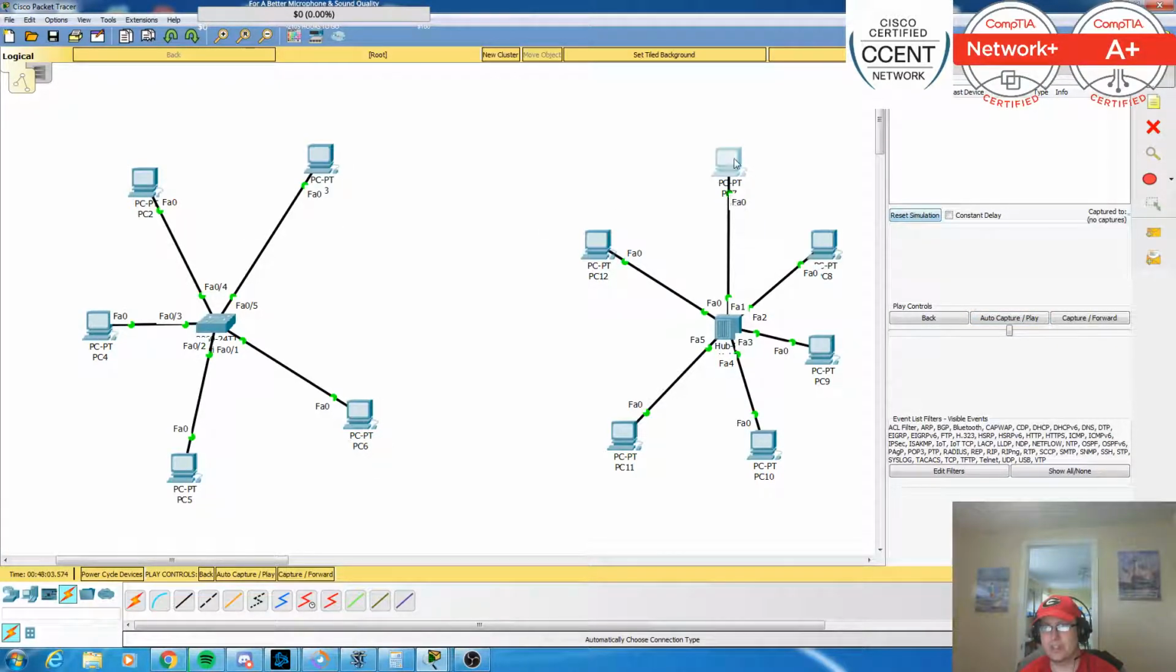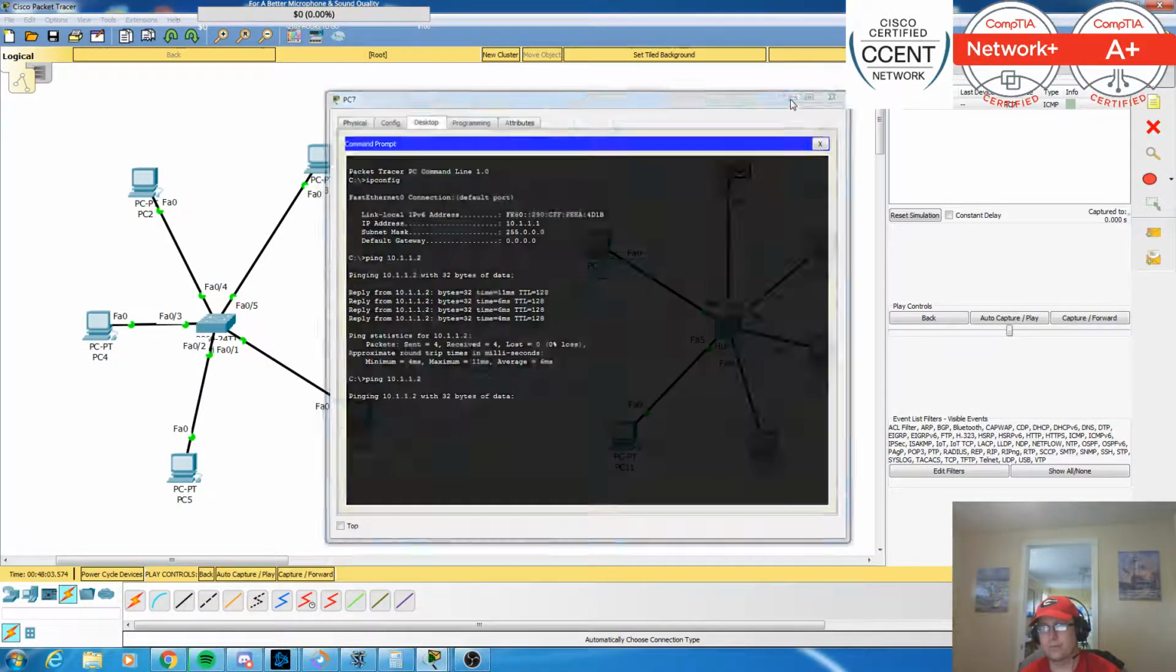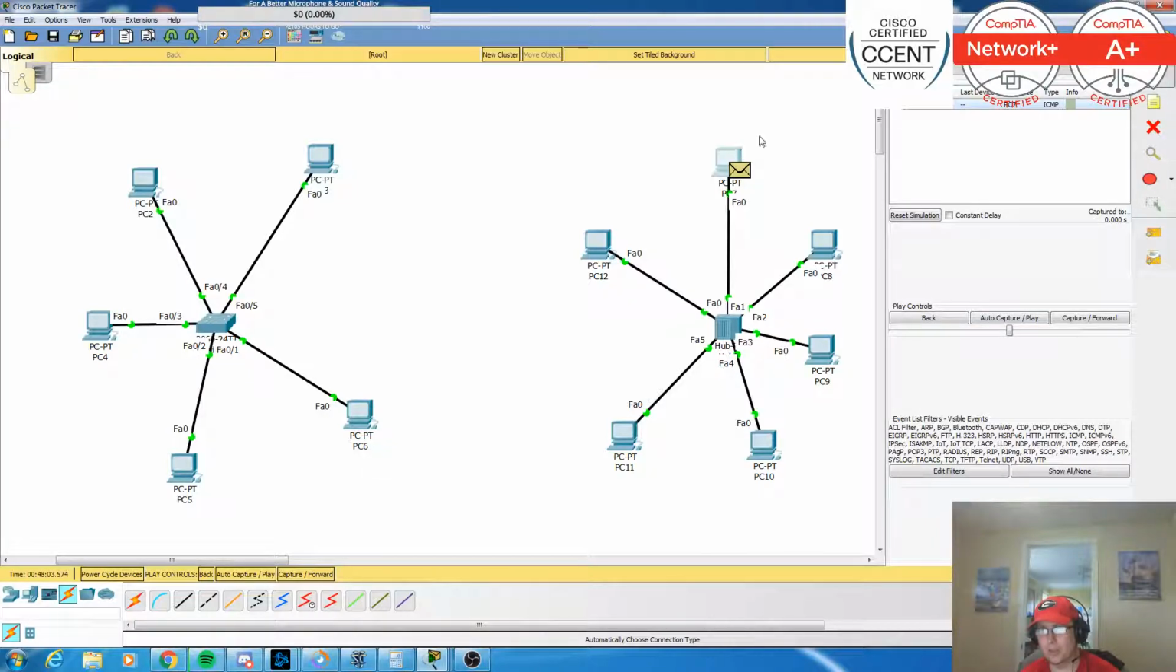Or actually, let's reset the whole thing. I'm going to do this again. I'm going to ping 10.1.1.2 on the hub. We see over here that it's at. Now watch what happens. It goes to the hub, and then it's going to go across to all lines, except for the one that it came from, of course.